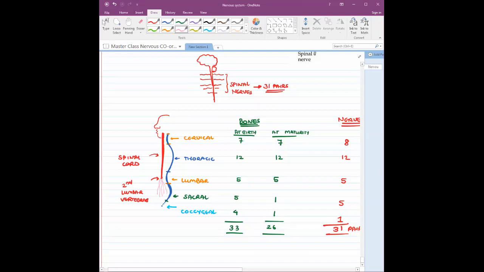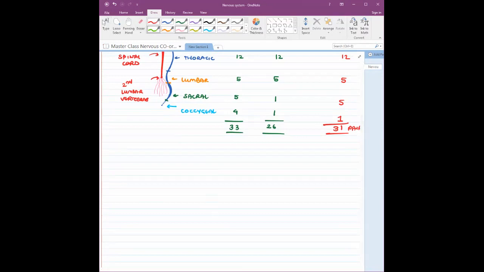Actually, I'll talk about it in a moment. So this is how it is going to be. But now let's zoom into that part and see what really happens. When we talk about your spinal cord, it runs down until your second lumbar vertebra, and it is going to end over here.